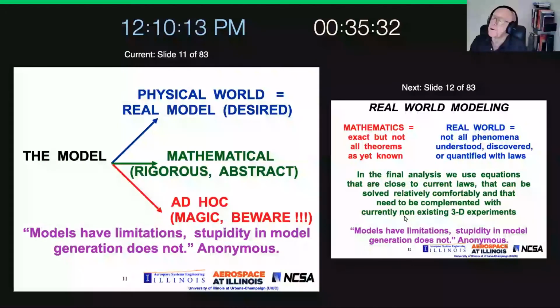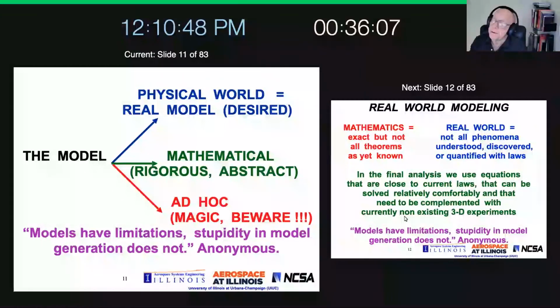So when you look at a model that we're using, you first of all have the physical world, and that's the real thing. And if you could model that, fine. You probably couldn't solve the problem right away, but the mathematics are very good, they're rigorous, but they're abstract. And then what we wind up with is the ad hoc model, which is basically magic and far from reality.